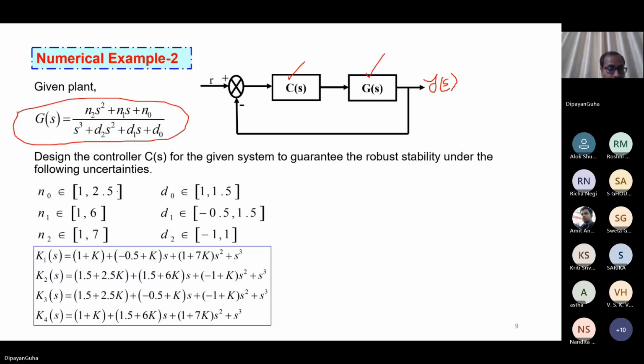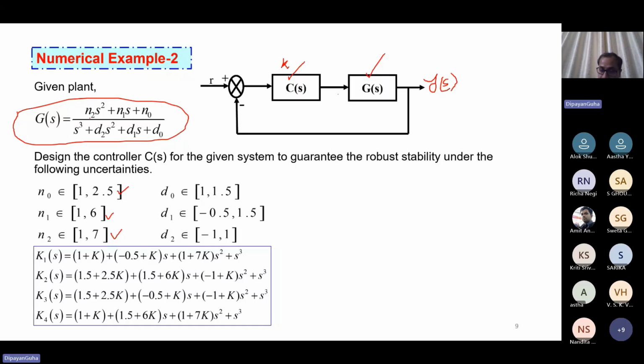We are also given the variations of the coefficients. As you can see, there are 6 unknowns in these transfer functions, and their upper and lower bounds are well specified in this numerical example. For this case, we took the controller simply as a proportional controller with a gain of capital K. Now, by simplifying this closed loop system with the help of signal algebra, we can easily compute the closed loop transfer function T(s), which is G(s)C(s) over 1 plus G(s)C(s). And 1 plus G(s)C(s) is the characteristic polynomial.